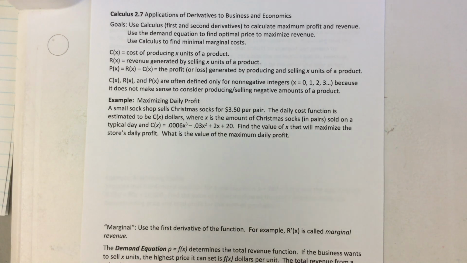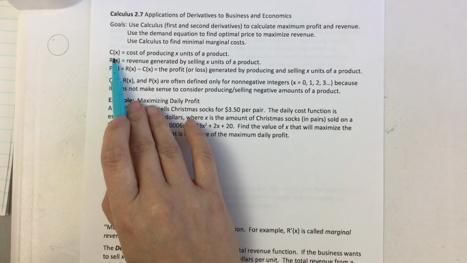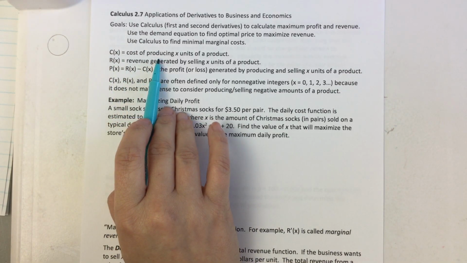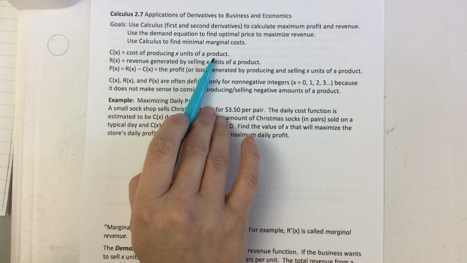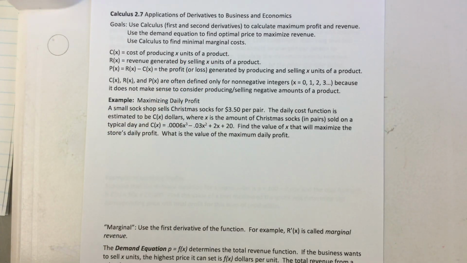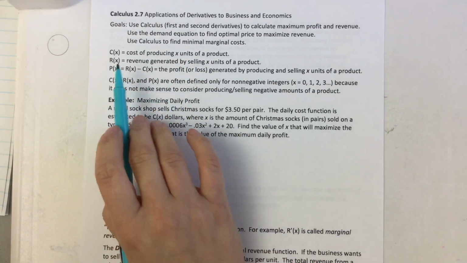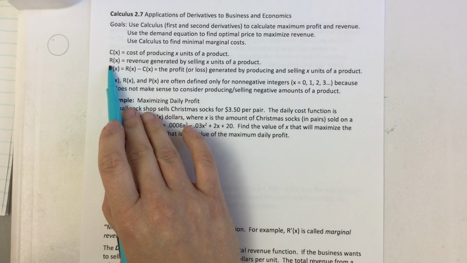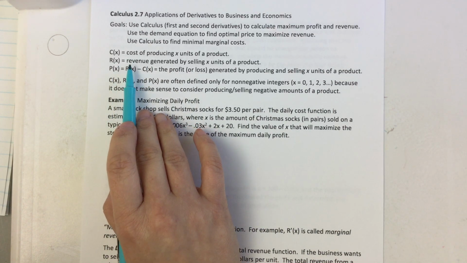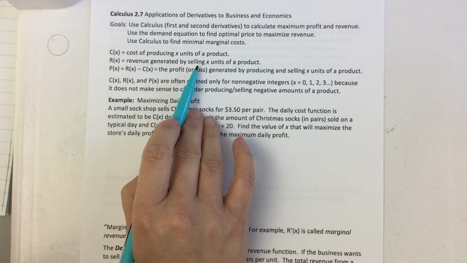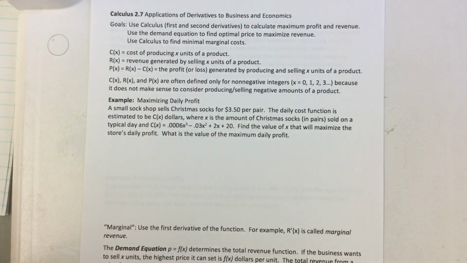Okay, so just some review right off the bat. When you're talking about the cost, C of X, that's the cost of producing X units of a product. When you make something, obviously there are some costs involved. Your revenue, R of X, that's the money that you collect. So this is the revenue generated by selling the products that you created.